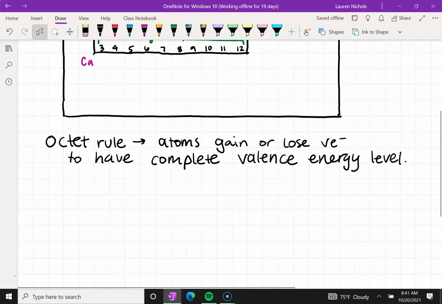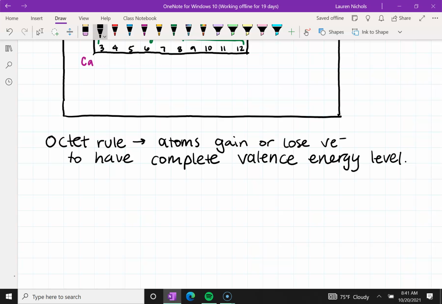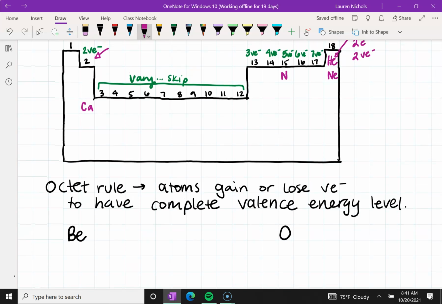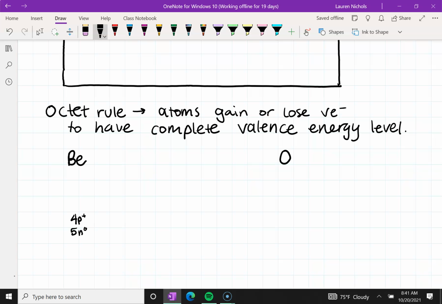Remember when we look at atoms, for example, let's compare beryllium to oxygen. Beryllium is number 4 on the periodic table, so it has 4 protons. So if I were to draw a Bohr model, I have 4 protons in the center. The mass is 9, so 9 minus 4 means I have 5 neutrons. It is on row number 2 of the periodic table because beryllium is right here, and so that means it's going to have 2 energy levels.